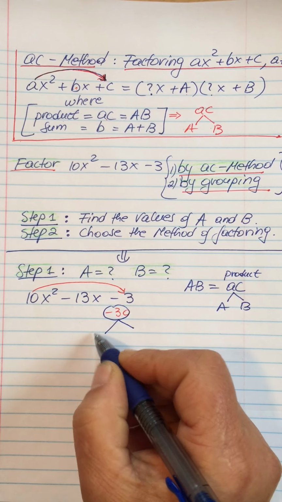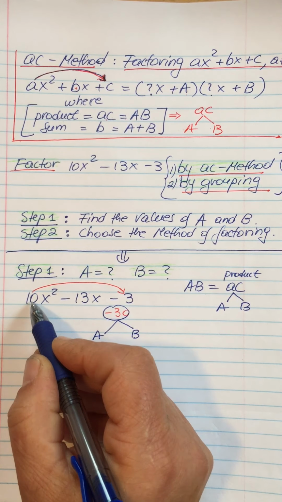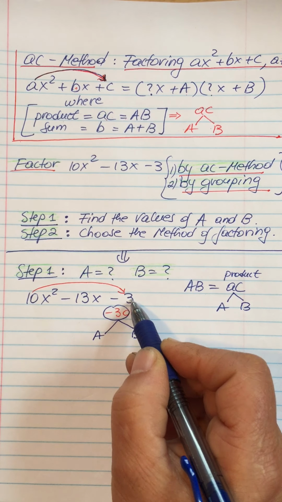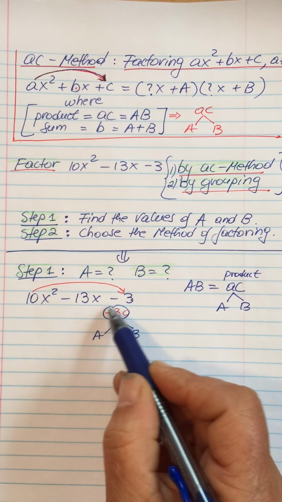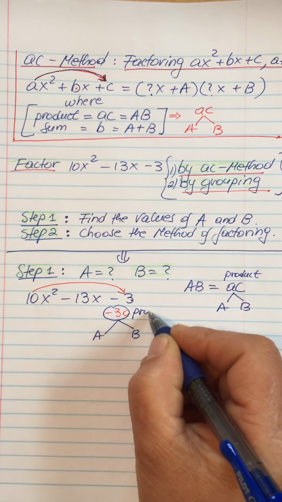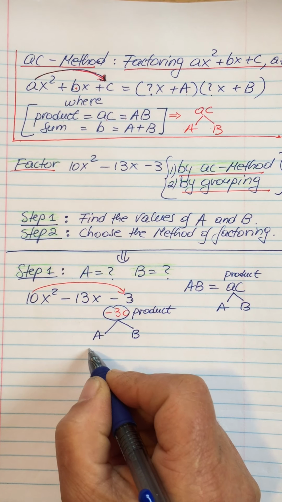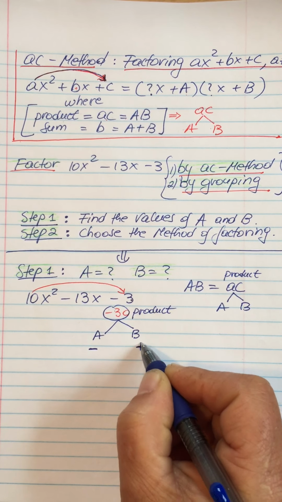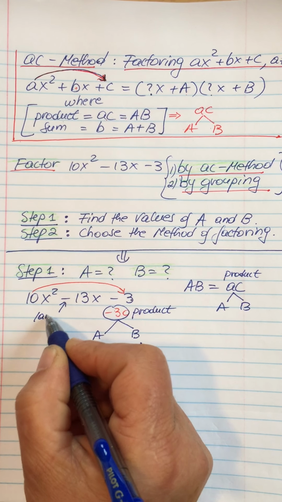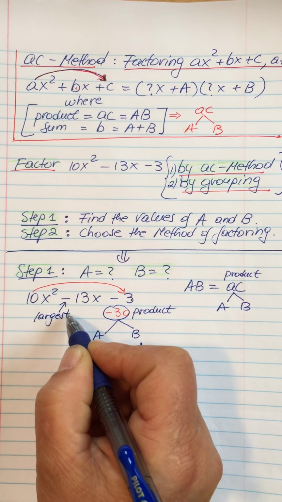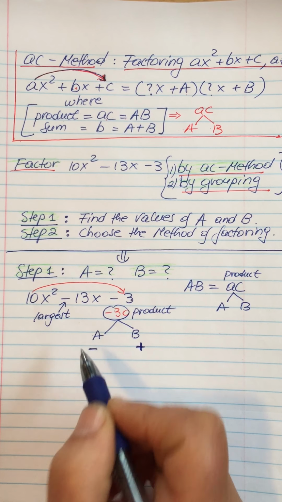So negative 30 will give us A and B. But A maybe is 10, maybe is 3. First I have to know what are the signs of the numbers. Since the product is negative, it means that they will be different signs. One is negative, the other is positive. Okay? And this is telling me the largest will be negative, sorry. So A will be negative.